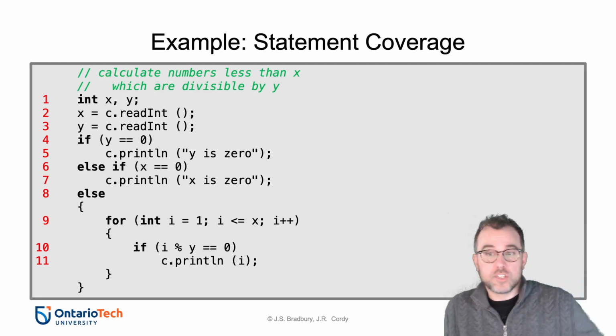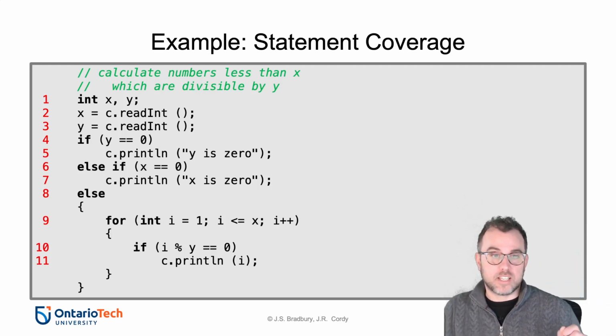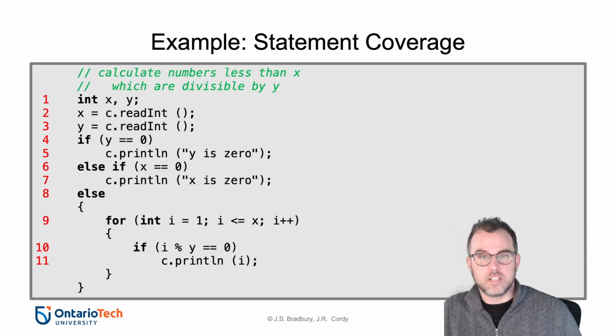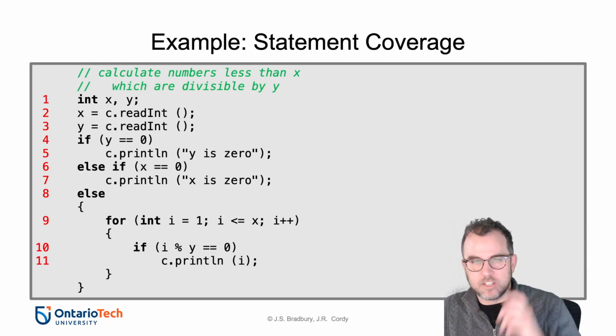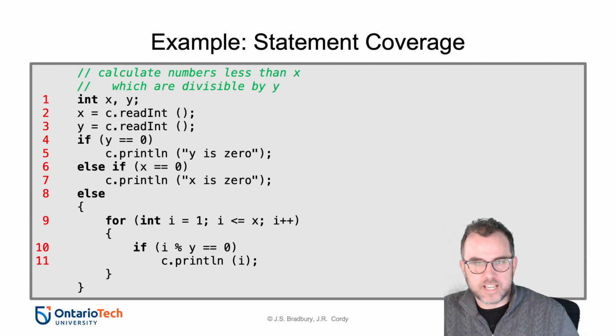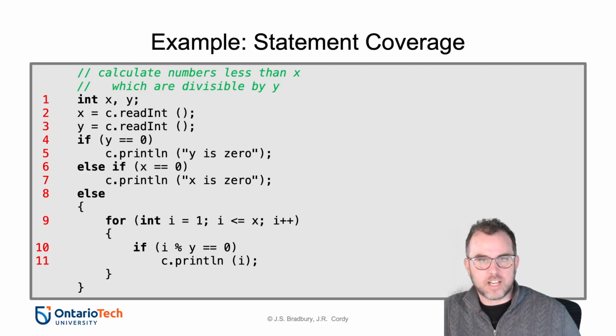Now, the first point we get to where we have to think a little bit is line 5. So for line 5 to execute, what can x be? Anything. So let's say 1. What can y be? Only 0. So now we have that as a test for that line 5.